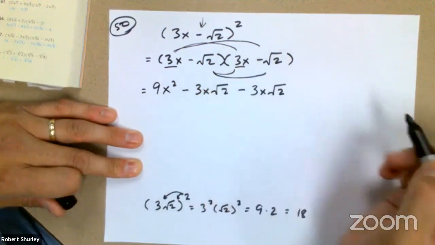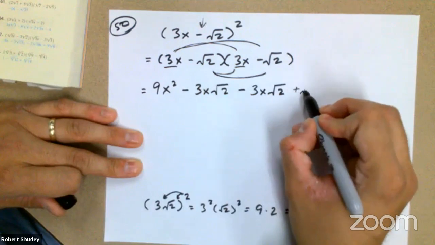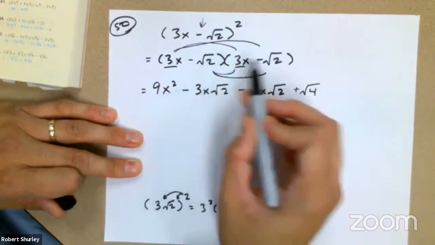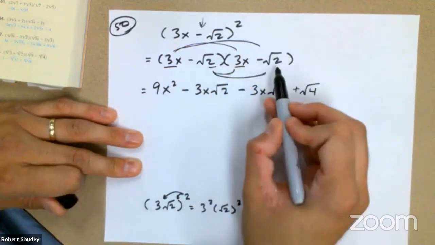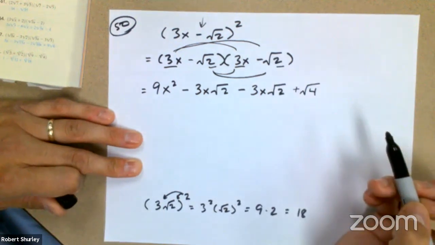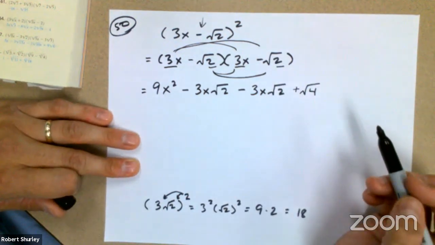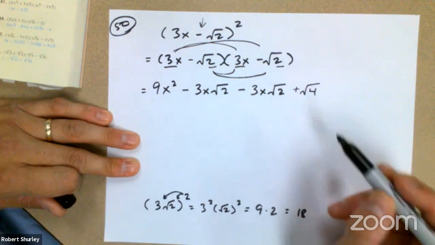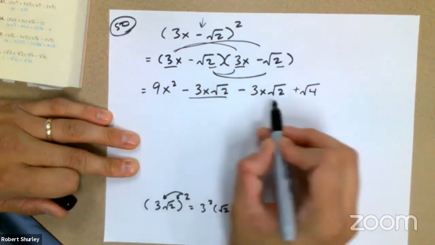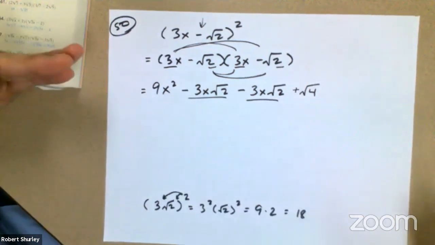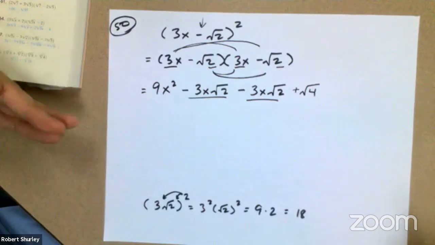And then lastly, we've got plus the square root of 4, right? Square root of 2 times the square root of 2. You have to make sure to multiply them underneath there. That's a common mistake, and just write the square root of 2. Okay, this will add, right? The middle two add. Those are the same exact term, so they've got to be like terms.